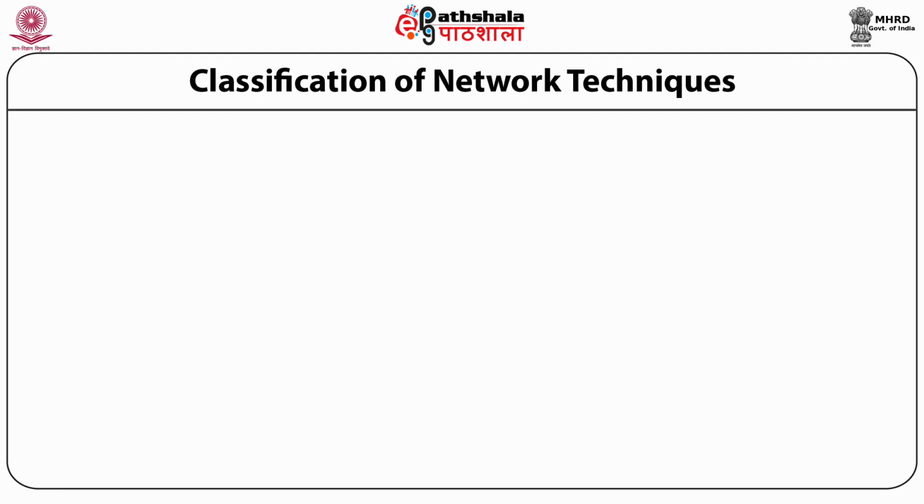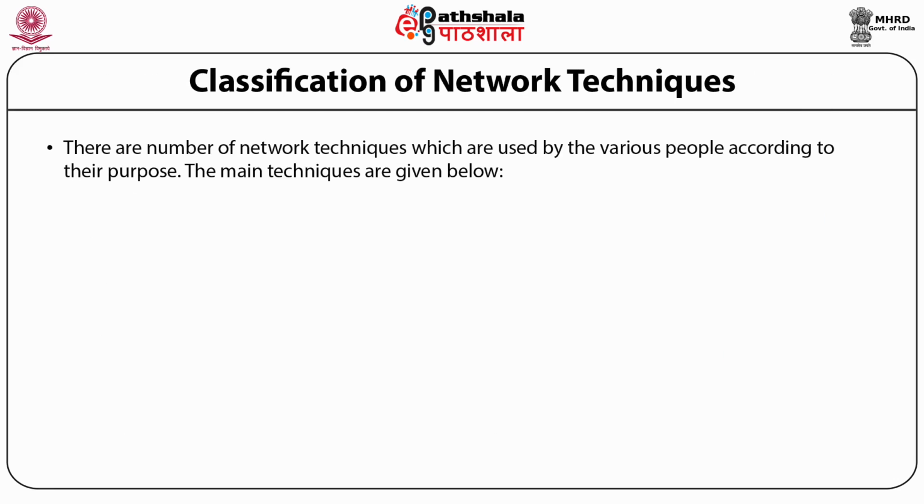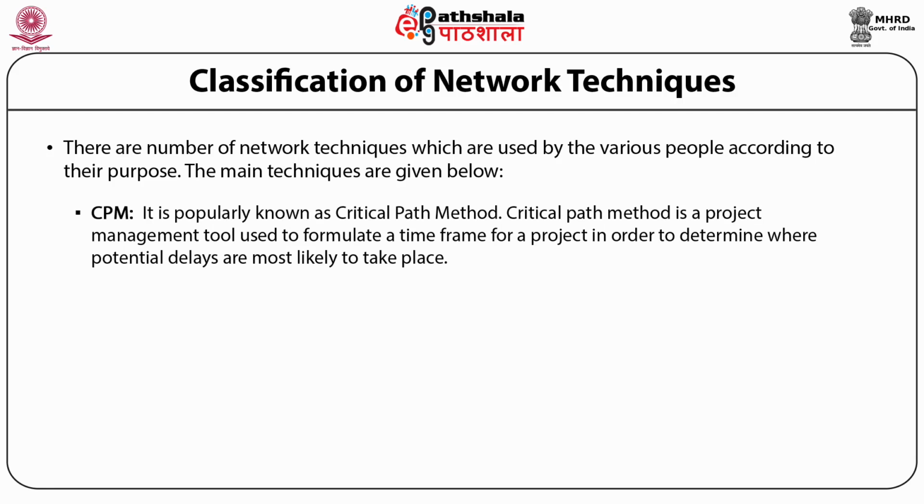Classification of network techniques. There are a number of network techniques which are used by various people according to their purpose. The main techniques are given below. CPM. It is popularly known as the critical path method. Critical path method is a project management tool used to formulate a time frame for a project in order to determine where potential delays are most likely to take place.